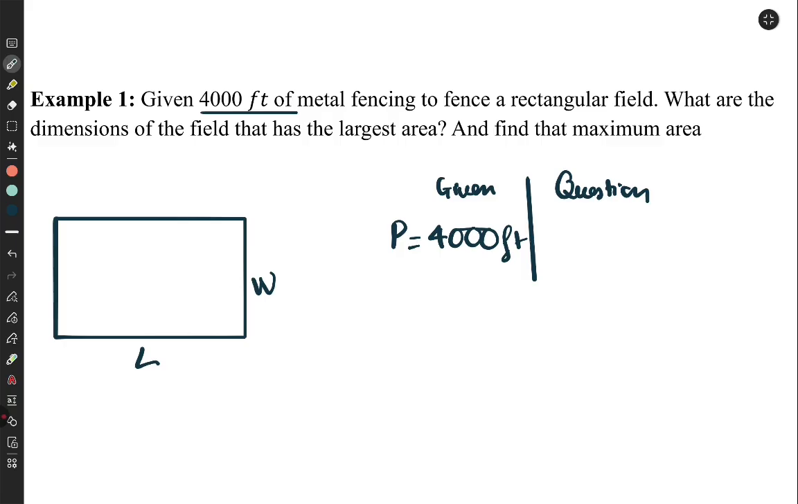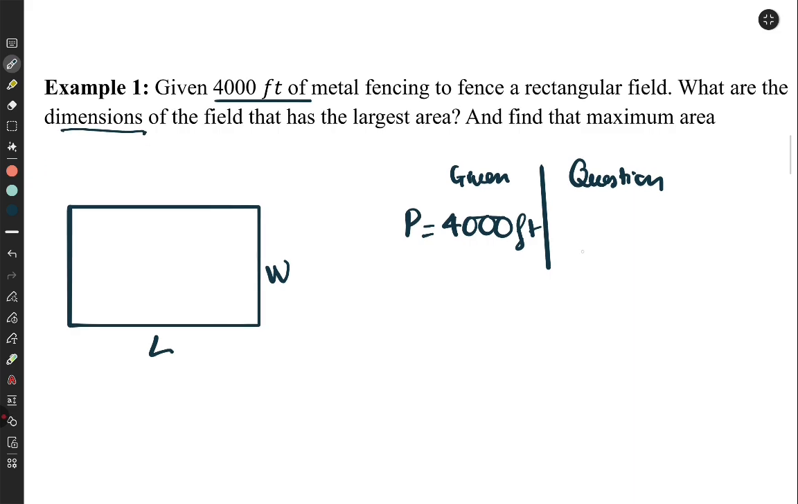Okay. What do they want? The dimensions. In this case, we have specific letters for the dimensions: length and width. That's what we're looking for, the dimensions of that thing. And the last question asks you for the maximum area. Not just any area, but an area at the maximum.